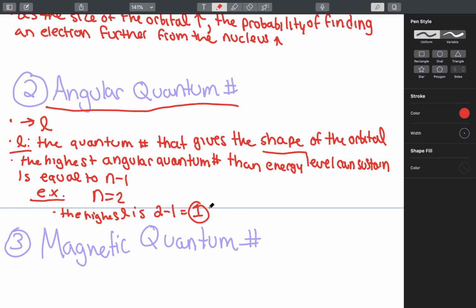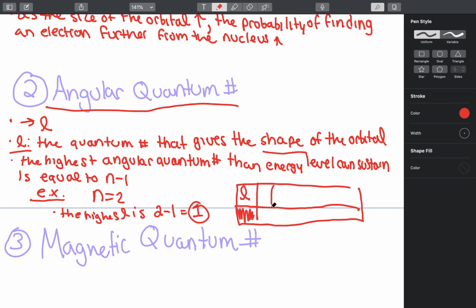Now there's a certain chart that you have to memorize in order to answer the problems associated with quantum chemistry. So here's a chart. I'm going to draw it out for you. For each angular quantum number, there is a specific letter associated with it. So here I'll put the values of L, and this little area is going to be for the letters. So I'm just going to shade this in.